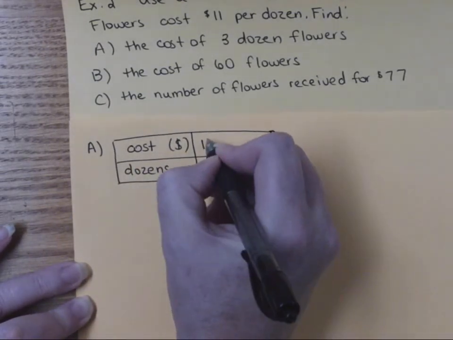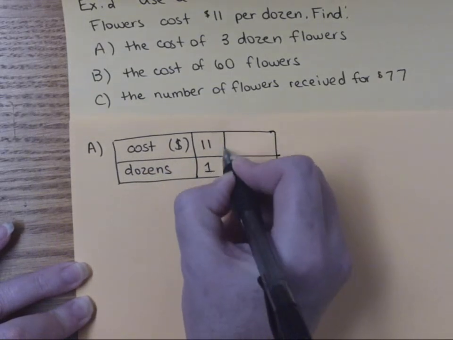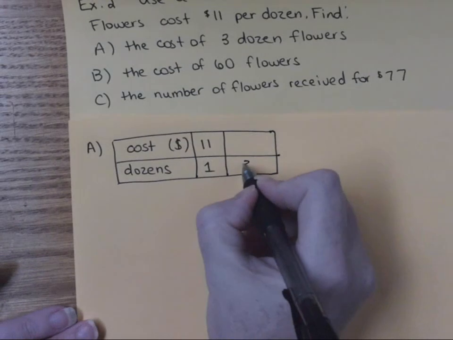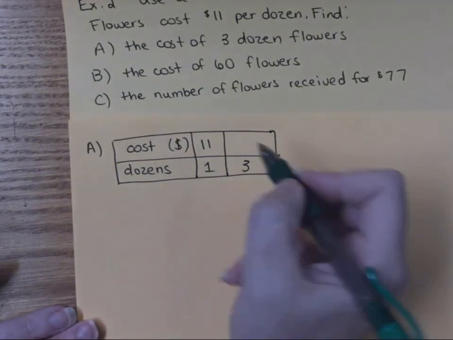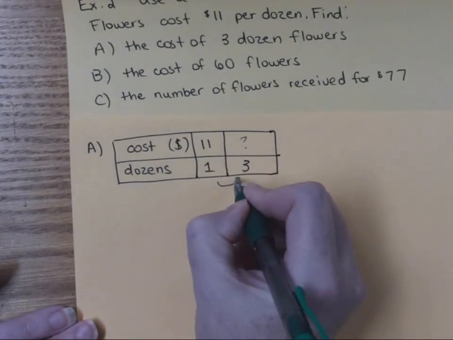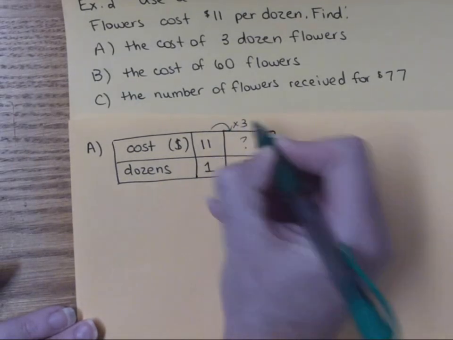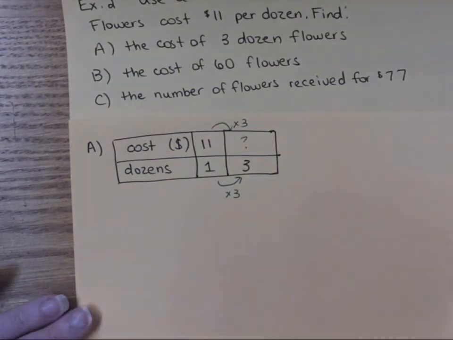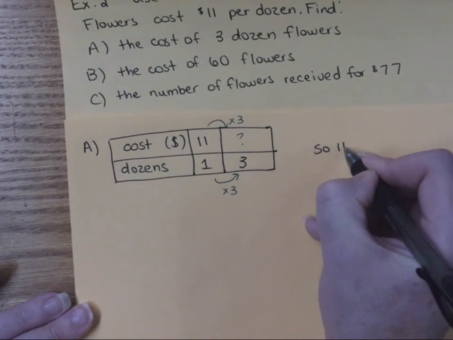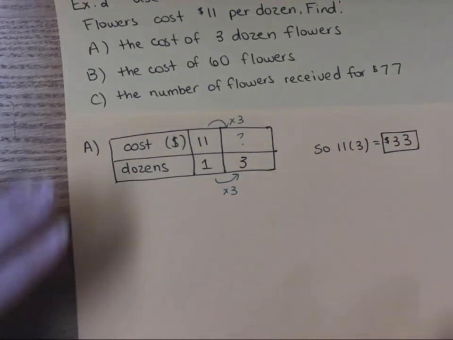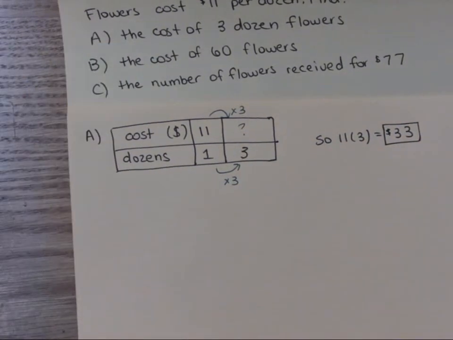And we know that it costs $11 for 1 dozen. Okay, and notice we have 3 dozen flowers, right? So here's where our unknown goes. Okay, so we multiply by 3, right? And then we have to do the same thing on the top to keep it, quote, proportional. So the answer is just 11 times 3, or 33. Okay, make sure you label what it is, right? We're talking about the cost, so you should say dollars.